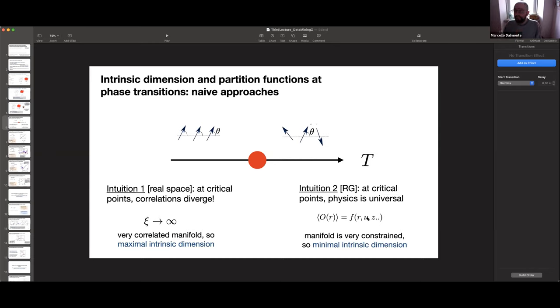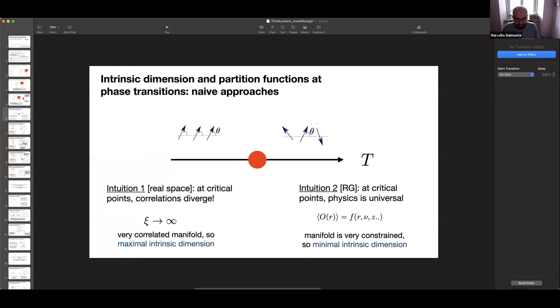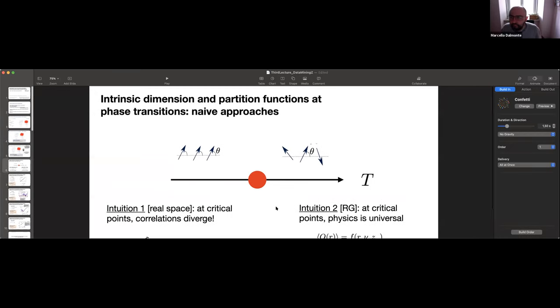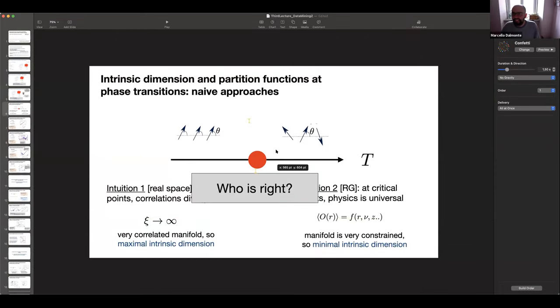What does it imply? If I can determine correlations with very few variables, it implies that I need few variables to describe my system, but this is nothing but the definition of intrinsic dimension. So even if the manifold is in principle huge because there are many states, it is actually very constrained because it has to satisfy a set of rules that describe how the correlation behaves. So in principle, the intrinsic dimension is minimal. And so there is this conundrum: which one of these intuitions is correct?